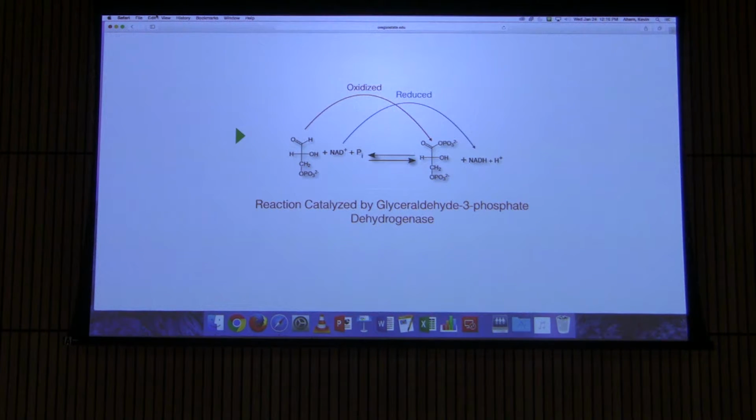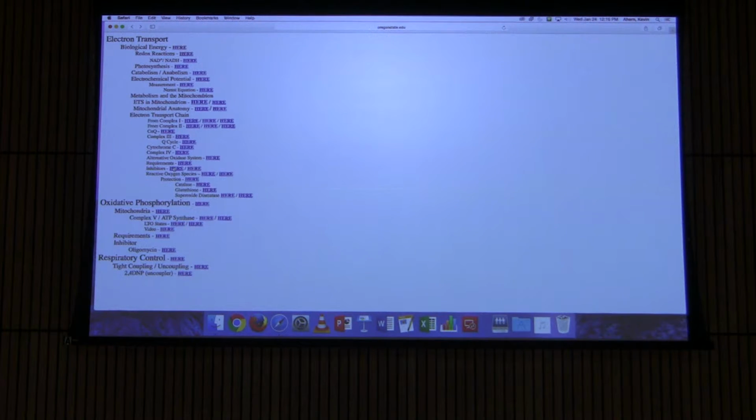Okay? Now, because of this ability of cells to control electrons in this way, energy changes that happen as a result of oxidation are manageable, and the cell doesn't catch on fire. And the cell can use that electron energy that's contained in those electron carriers to do useful things.